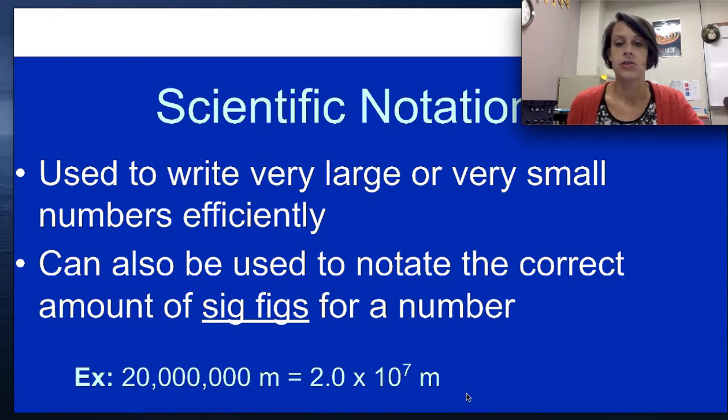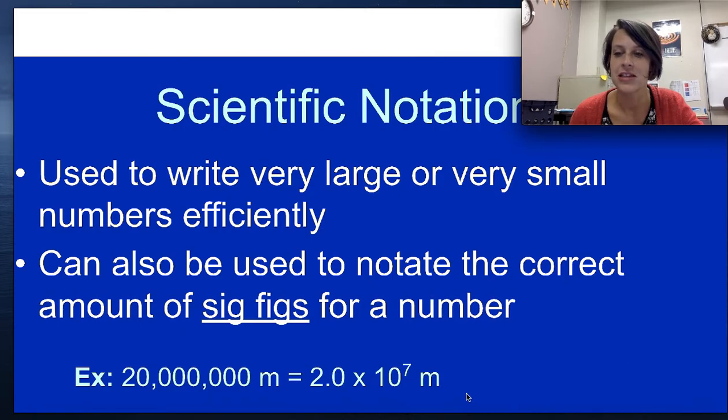This goes with slides 21 and 22 in your notes if you are following along. So scientific notation is basically when we write a number times 10 to some exponent. We use it for two reasons. One is that it's a much more efficient way of writing very large or very small numbers. You don't have to keep track of how many zeros you've written down.